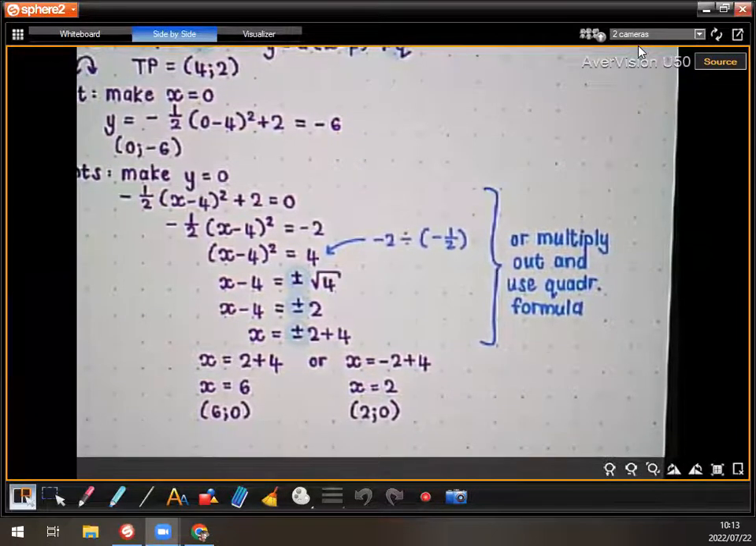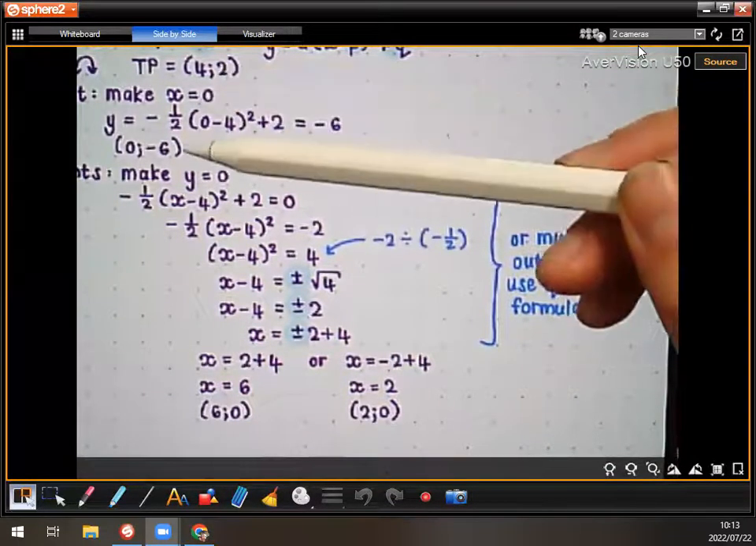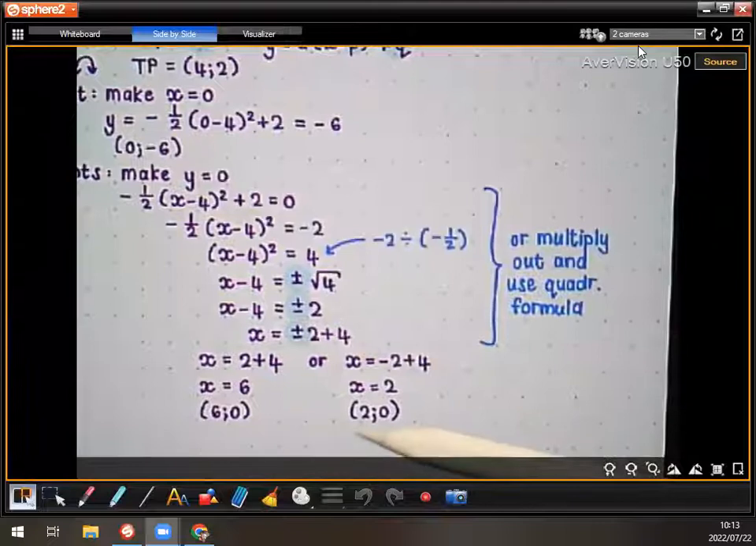Okay, we have 4 points, guys. We have our turning point. We have our y-intercept. We have our 2 x-intercepts. Please draw this graph quickly. Put it on your own. And remember, it's supposed to be a downward facing parabola. Okay, that could also possibly help with the actual drawing of it, if you remember that.